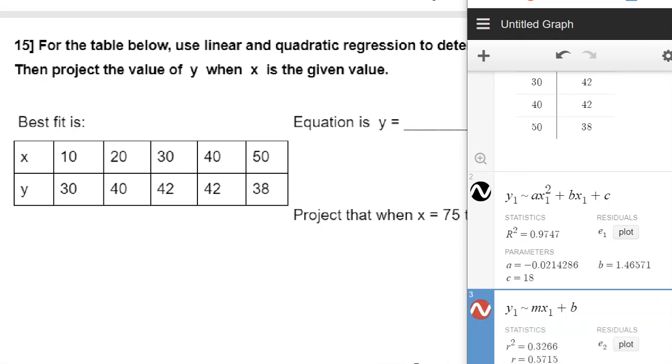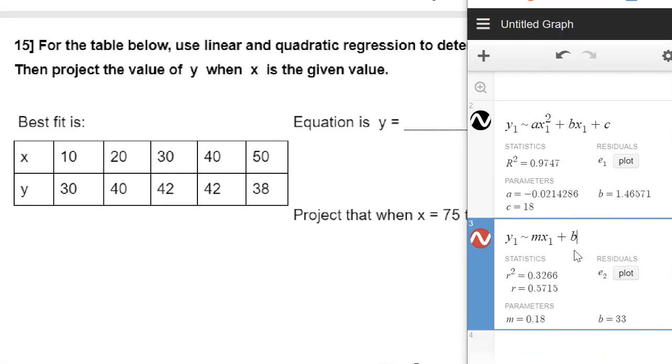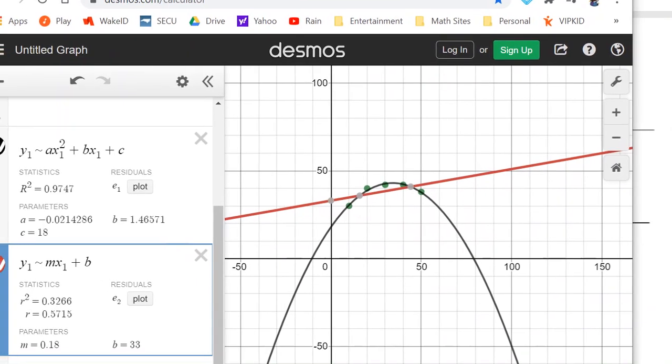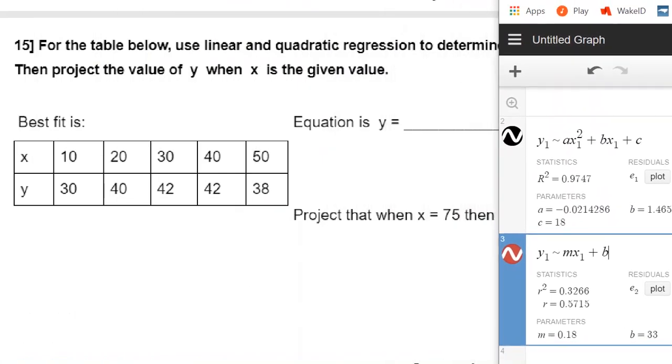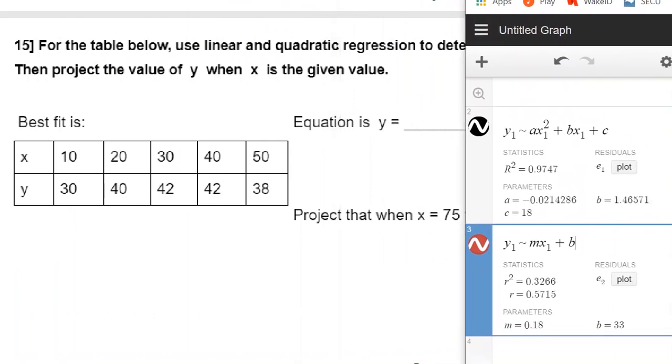All right, so if we are looking at these guys in Desmos, r squared for the quadratic is 0.97. R squared for the linear is 0.3266. I'll drag this over here. That's a look at what the difference is between the two. So yeah, points are almost dead on the parabola, and decidedly not so with the line.